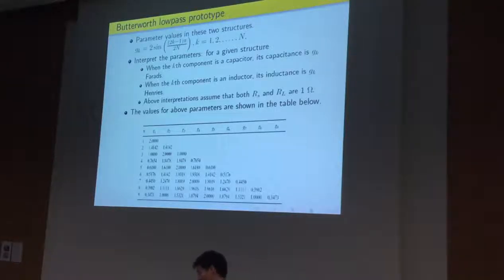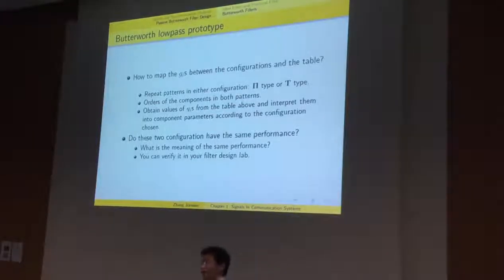Okay, so now the structure is clear and the value is clear. So you can construct these kinds of circuits. You can construct your circuits for a low pass prototype. In this way, we can construct a low pass prototype. This low pass prototype has a cutoff frequency of 1 radian per second, and the source and load impedance are 1 ohm. And the pattern can be pi type or T type.